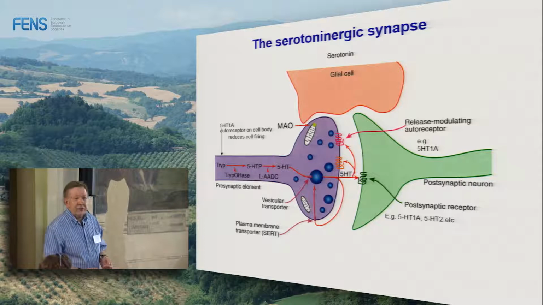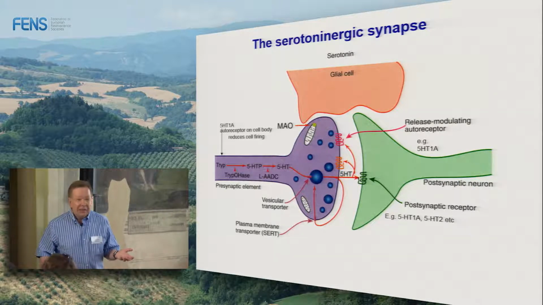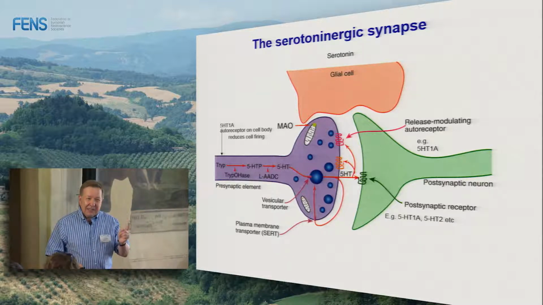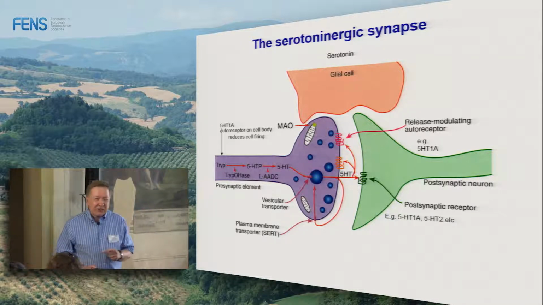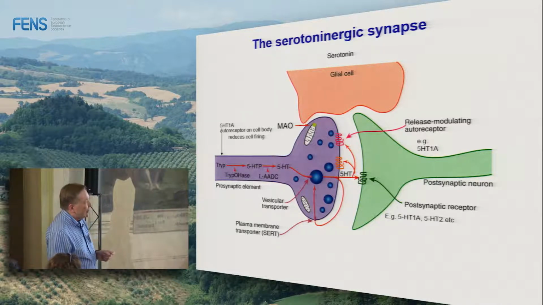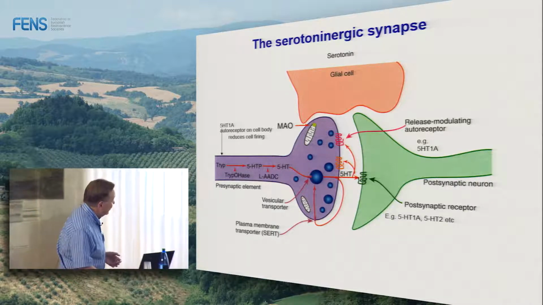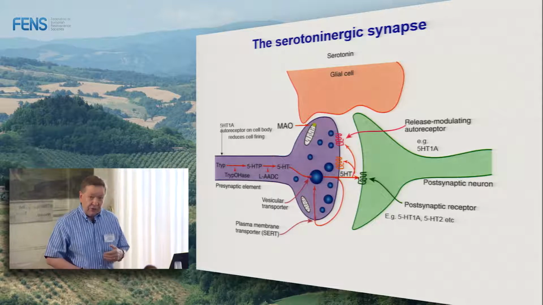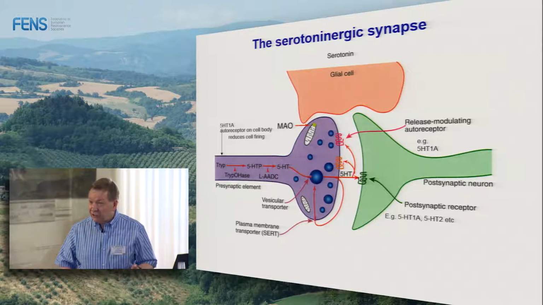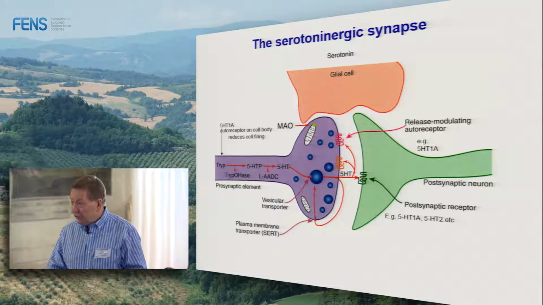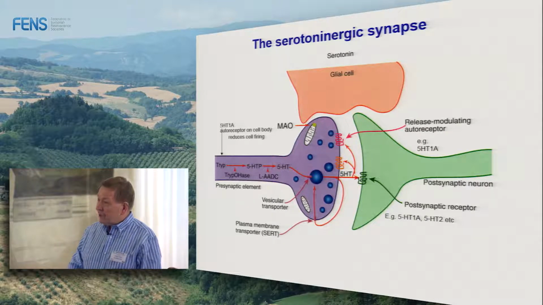This is my own favourite transmitter at the moment. Actually, I've liked them all from time to time, but at the moment for me, serotonin is the one. It is so complicated. And here's the presynaptic and postsynaptic neurons. Tryptophan, as you see, we can study serotonin function in humans by depriving humans of tryptophan transiently, and this reduces the amount of serotonin in the brain and produces quite interesting effects.